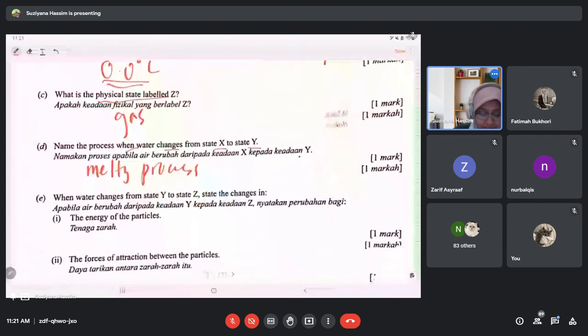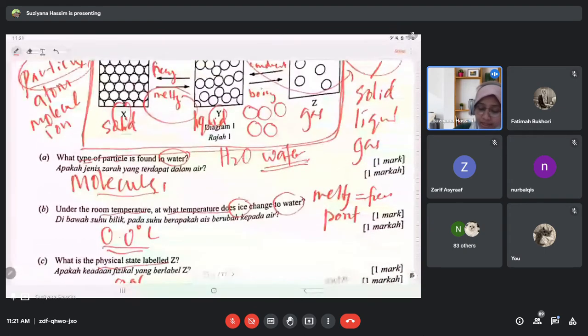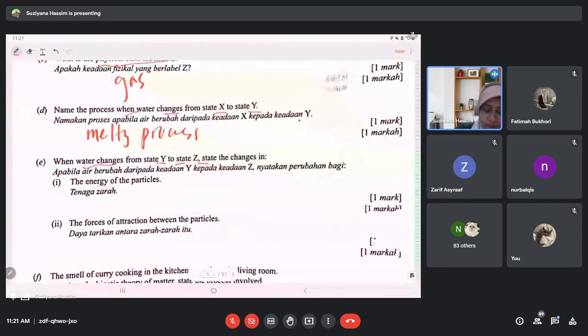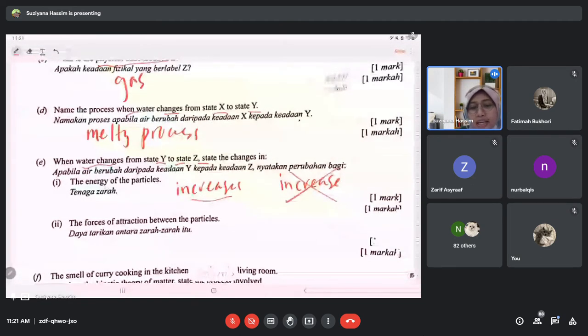Right, next. When water changes from Y to Z. Alright, Y to Z, sayang. You see the particles? This is closer here. This one is further apart. And then what happened to the energy? The energy increases. Okay, increases. If you write just increase, teacher? No, because you are not comparing before and after. Okay, you did not compare it. So increases. The forces of attraction.